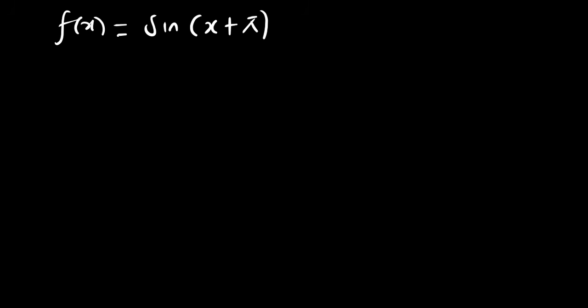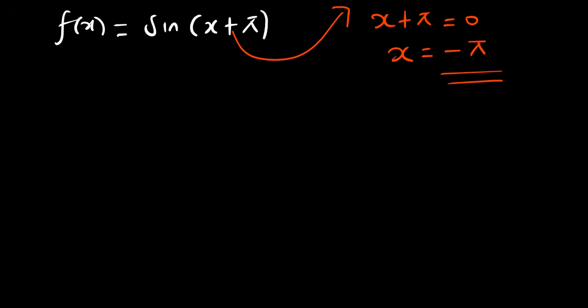So what you're going to do, you're going to equate this to be 0. So you're going to say x plus pi is equal to 0. X will be equal to, when the pi goes to the other side, negative pi. This is the phase shift, and the phase shift tells you where your graph is going to start from. So our graph is not going to start at 0, 0, but at negative pi.